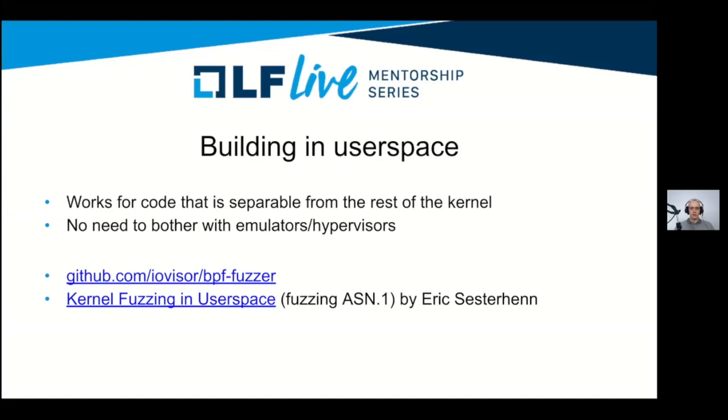And here's a couple of approaches that people have been doing. The first one is for fuzzing BPF. What they did is they moved the BPF subsystem out of the kernel, so they would run the verifier in user space, and I think some other parts of BPF as well. And the second approach is fuzzing the ASN1, a fuzzer for crypto keys. They also moved it to user space and fuzzed it there. So this works in case the subsystem you want to target is easy to separate. But for most of the kernel inputs, that is not the case.